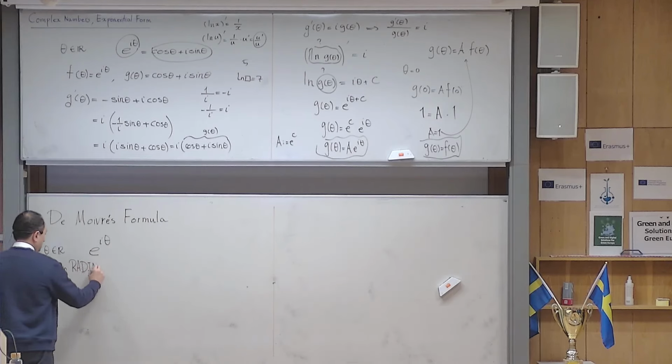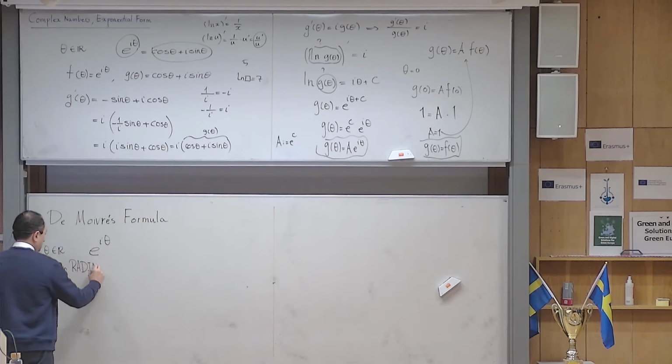Then this becomes cosine theta plus i sine theta. Yes, this is a very, very famous formula in the theory of complex numbers. Is that okay? For example, if I ask you, what is e to the power of i times pi over 4?